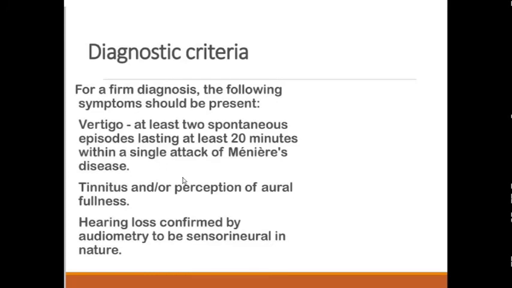If the patient is developing episodes of vertigo like this and complaining of tinnitus and hearing loss also, then you have to come to a diagnosis of Meniere's, and you have to confirm it by doing audiometry.